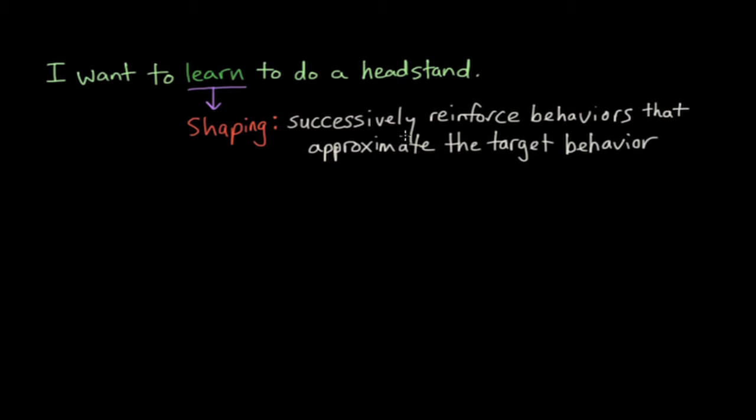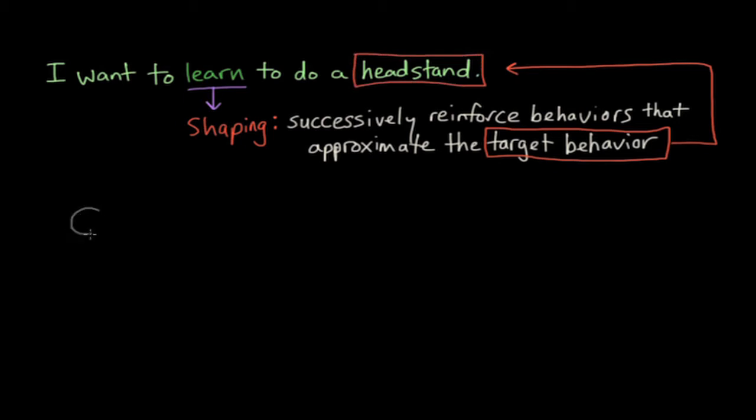So you successively, or another word for this is gradually, reinforce behaviors that approximate or come close to the target behavior. In other words, shaping isn't just performing a headstand, it's that process of learning to perform the headstand, which we're going to go through in a minute. But the important thing to consider is, what is the target behavior? Before you can shape a behavior, you have to determine what the target behavior is. So in this example, we're going to use the headstand.